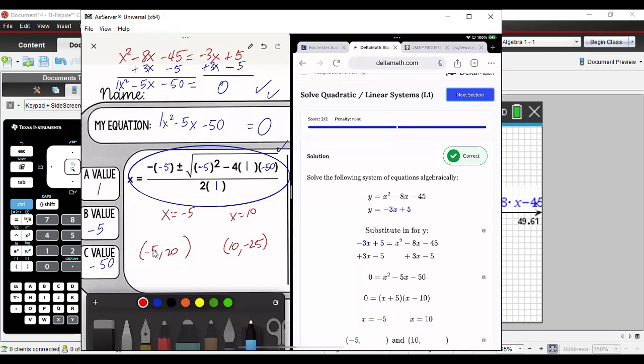I just want you guys to understand these are 4-point questions. We need to get all 4 points.